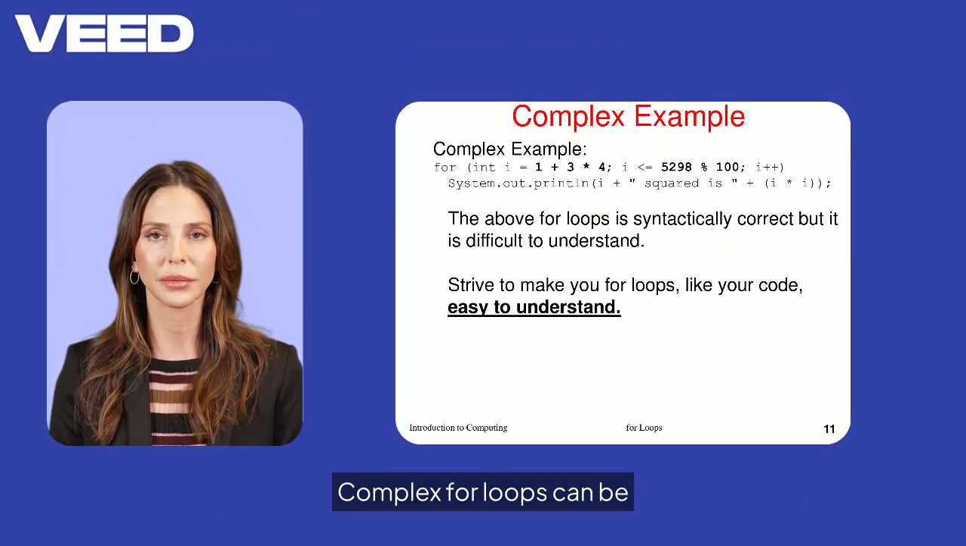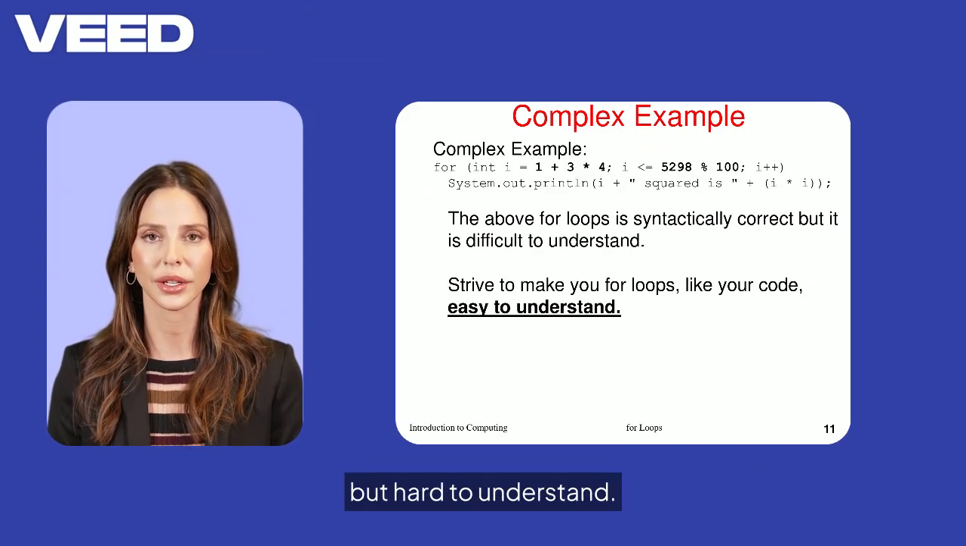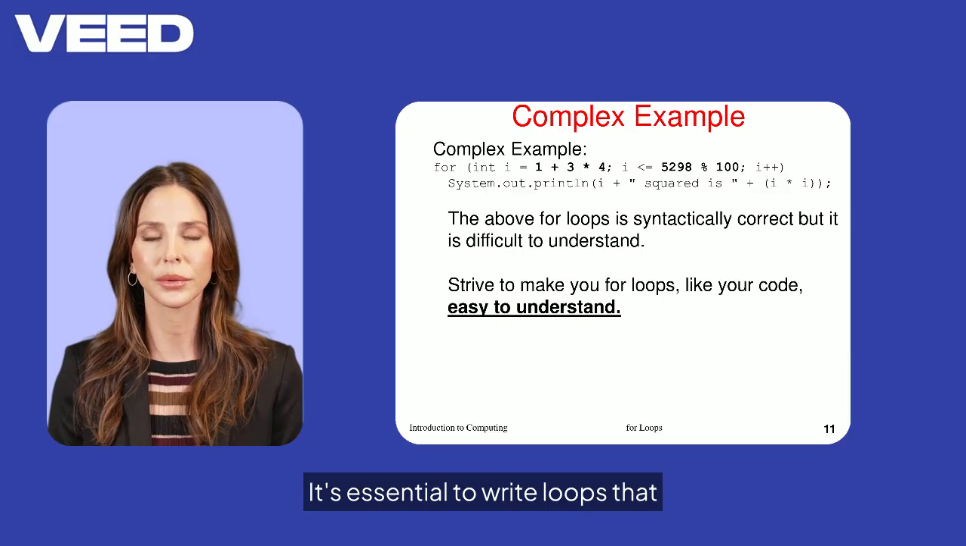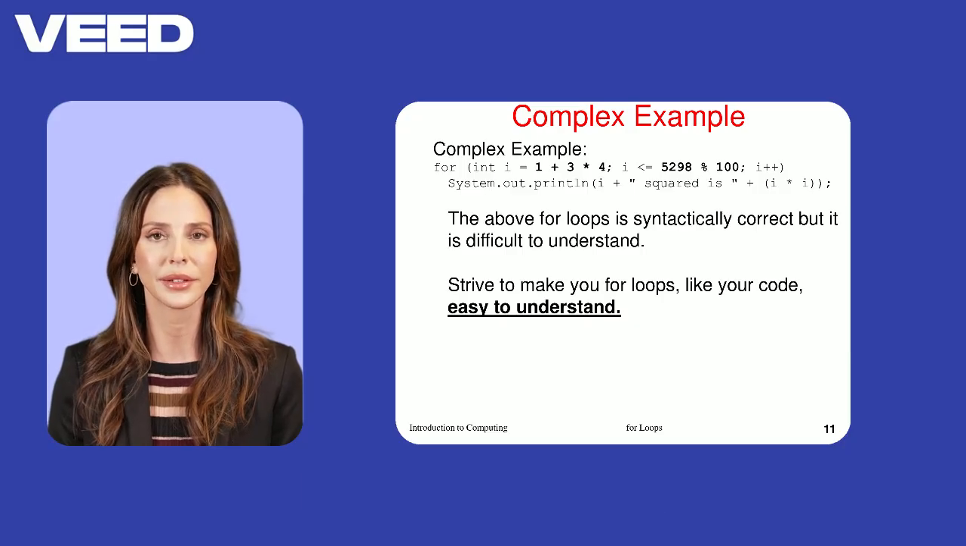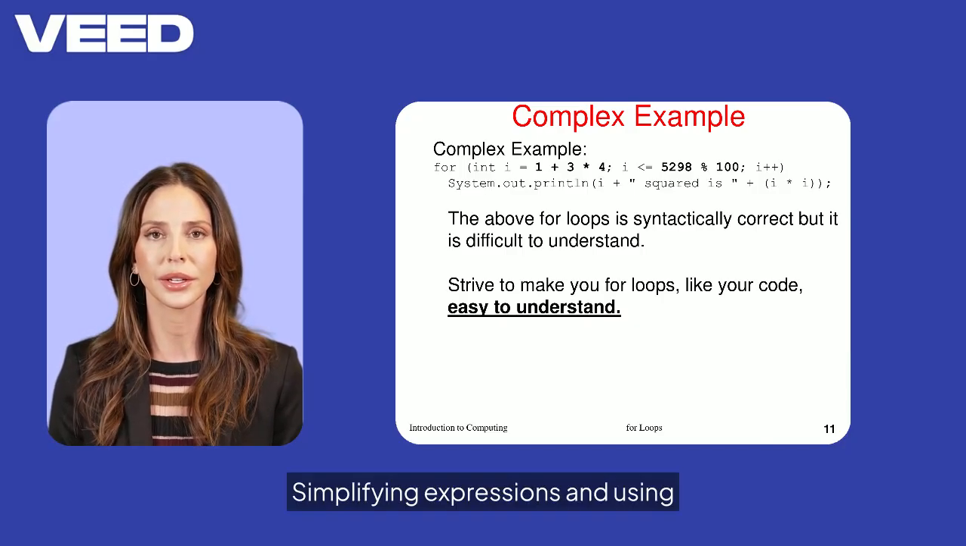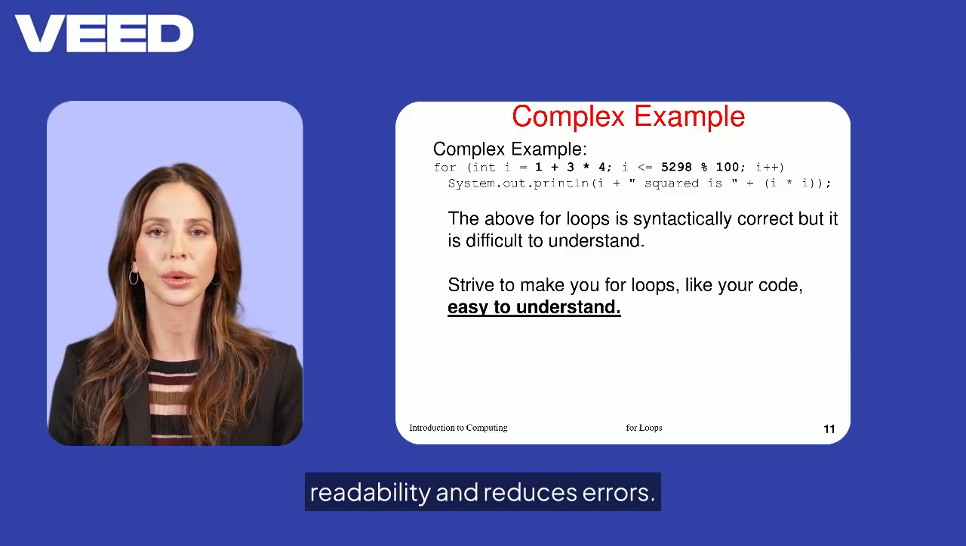Complex for loops can be syntactically correct but hard to understand. It's essential to write loops that are easy to read and maintain. Simplifying expressions and using clear logic enhances code readability and reduces errors.